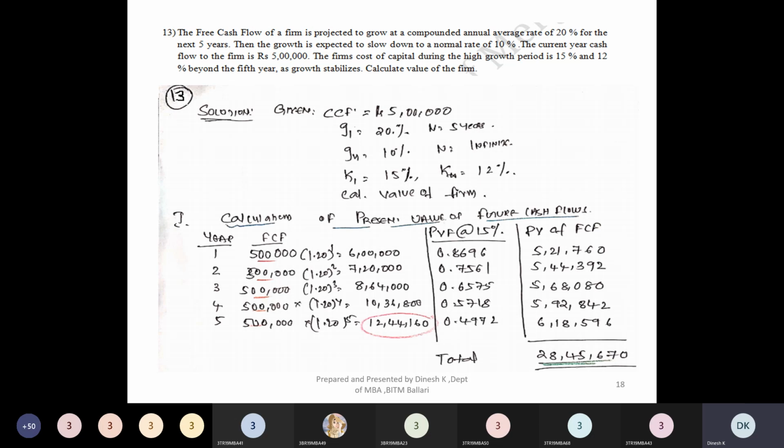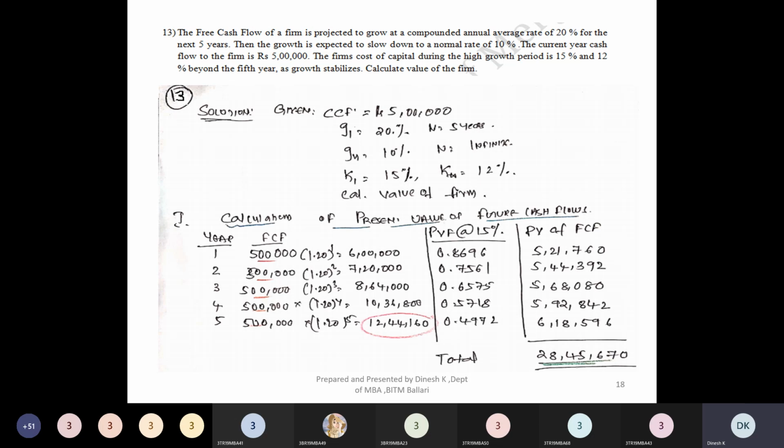Similarly, if I want to calculate for the second year, the growth rate is the same here. So what I will do is 5 lakhs multiplied by 1.20 to the power of 2, right? So I'll be getting 7,20,000 for the second year. Then for the third year, I have 5 lakhs multiplied by 1.20 to the power of 3. I'll be getting the future cash flow as 8,64,000. Then for the fourth year, 5 lakhs multiplied by 1.20 to the power of 4, right? So I'll be getting 10 lakh 36,800. Then coming to the fifth year, that is 5 lakhs multiplied by 1.20 to the power of 5. I'll be getting 12 lakh 44,160, right?